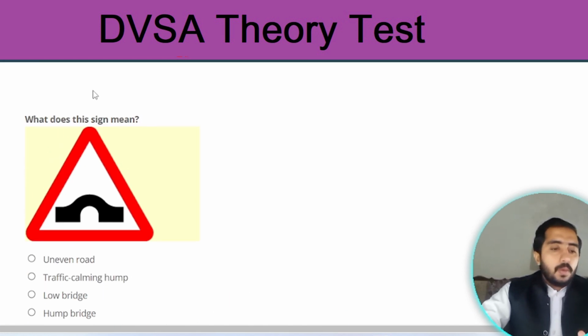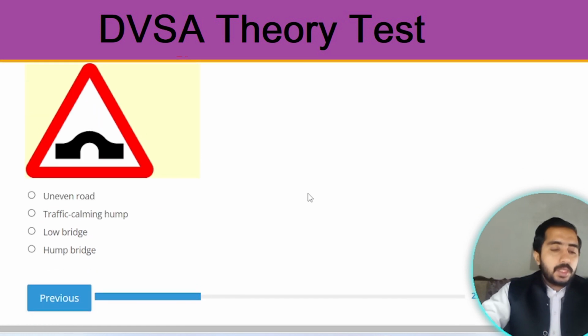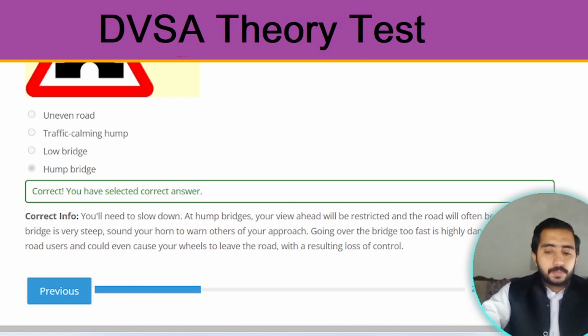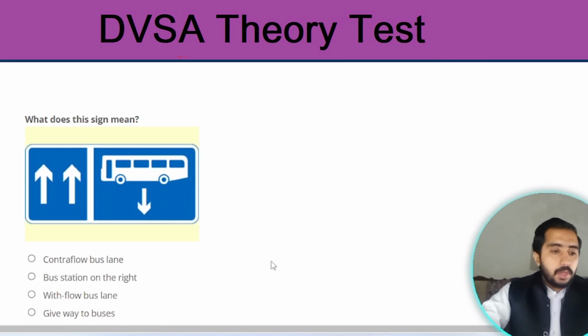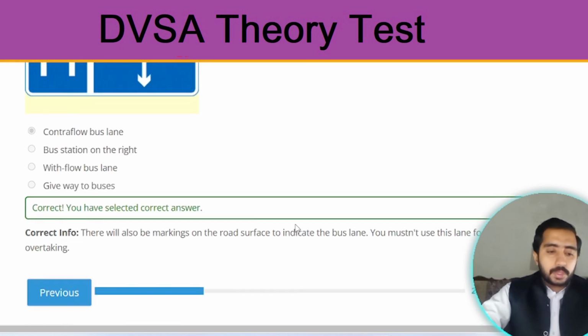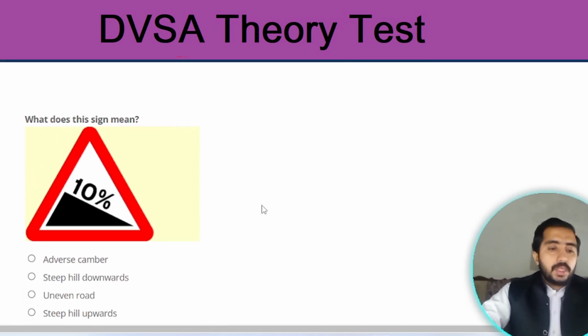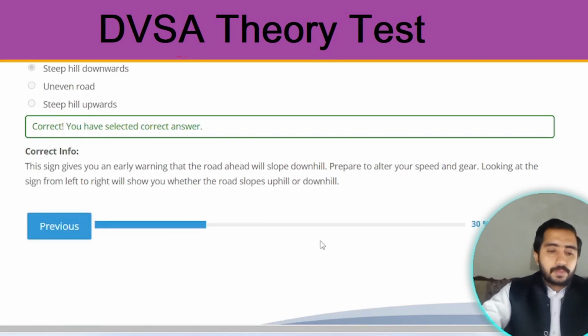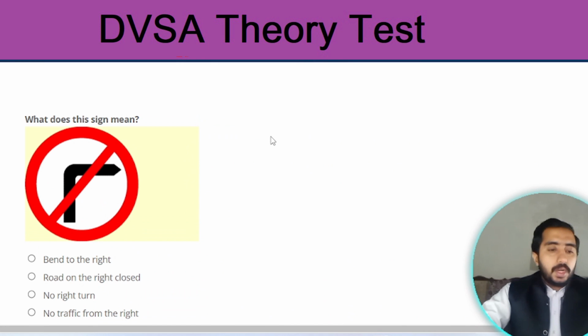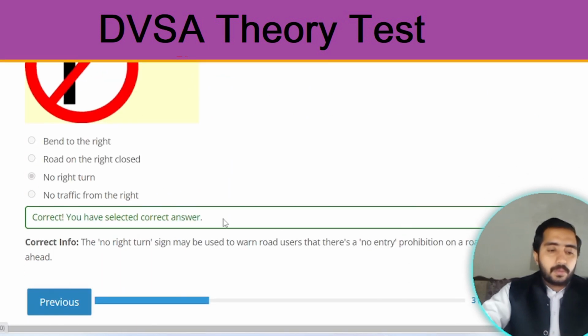Next symbol, this one is represented by hump bridge. Next symbol, and this symbol is represented by contraflow bus lane. Option A is the correct option. This sign is represented by a steep hill downwards. Next symbol, and this one is represented by no right turn. Option C is the correct one.